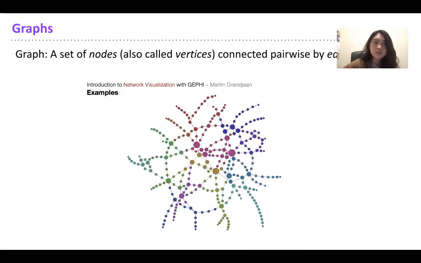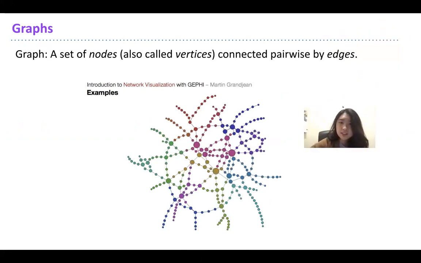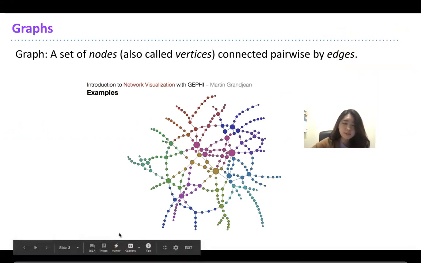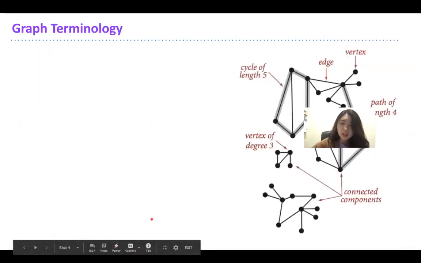So this micro teach is going to be about graph introduction. So what is a graph? A graph is a set of nodes, also known as vertices, connected pairwise by edges. This is one drawing here, but we'll go through more examples in the next slides. This is a more specific example here.